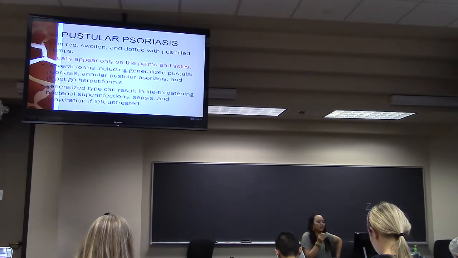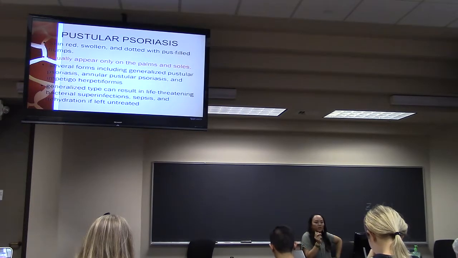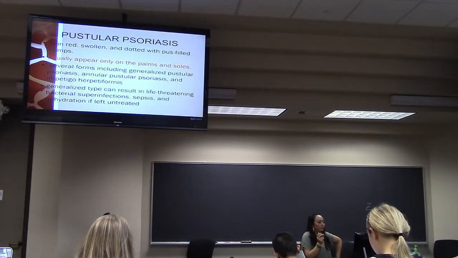And then, I think this is the last one, is pustular psoriasis. The skin gets red, swollen, and you get these small little dots with pustules and pus-filled bumps. And it usually only appears on the palms and soles. There are several forms, including generalized pustular psoriasis, annular psoriasis, and impetigo herpetiformis.